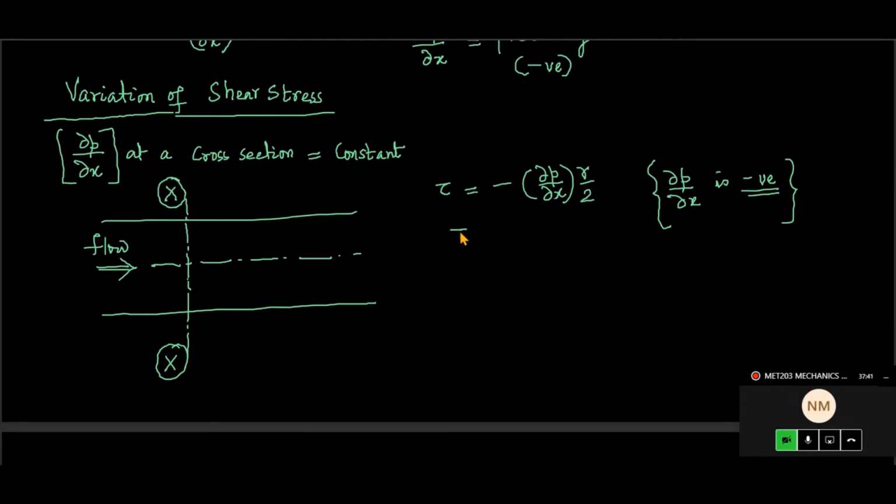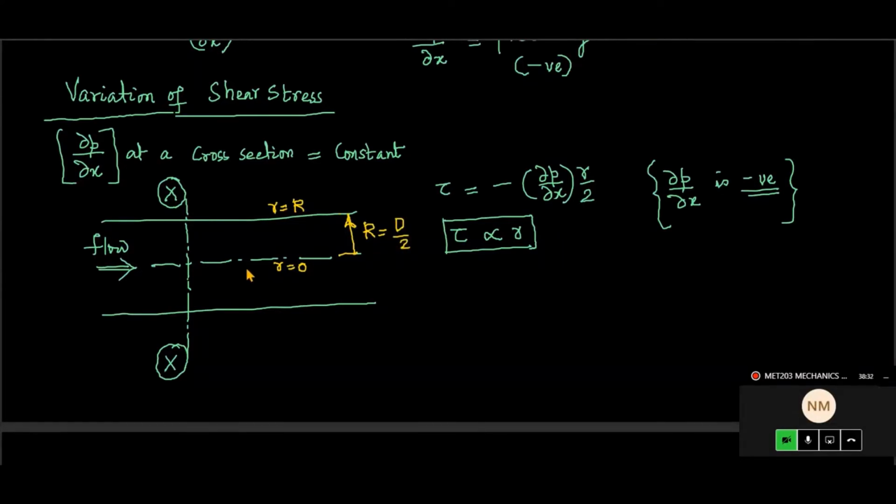Since dou P by dou X across a section is constant, we can write that tau is proportional to the radius. So tau is proportional to R by 2, where 2 is again a constant. So tau is proportional to the radius. At the center, radius is equal to 0, and at the pipe wall, radius is equal to capital R, which is half of the diameter.